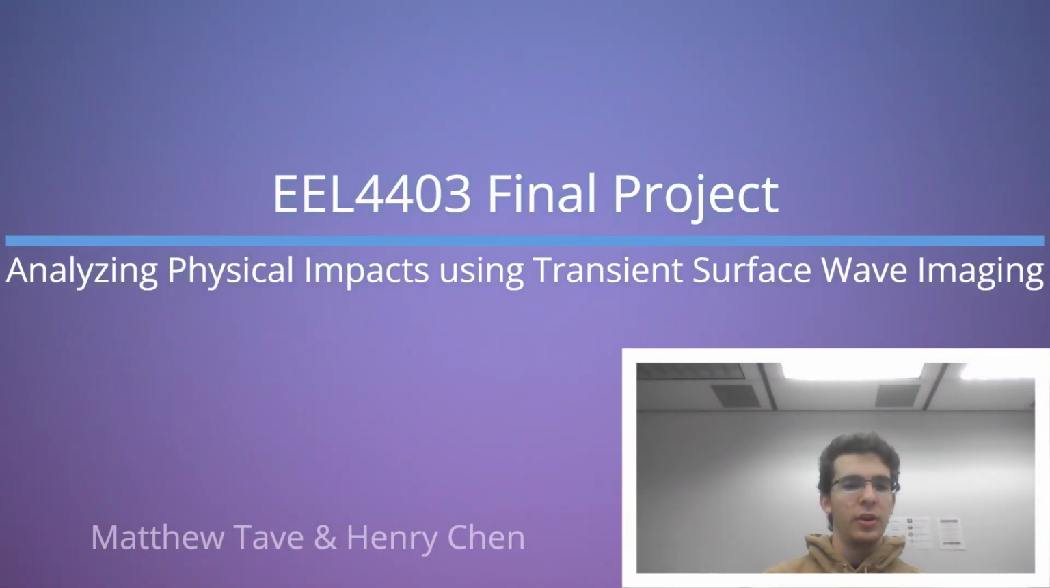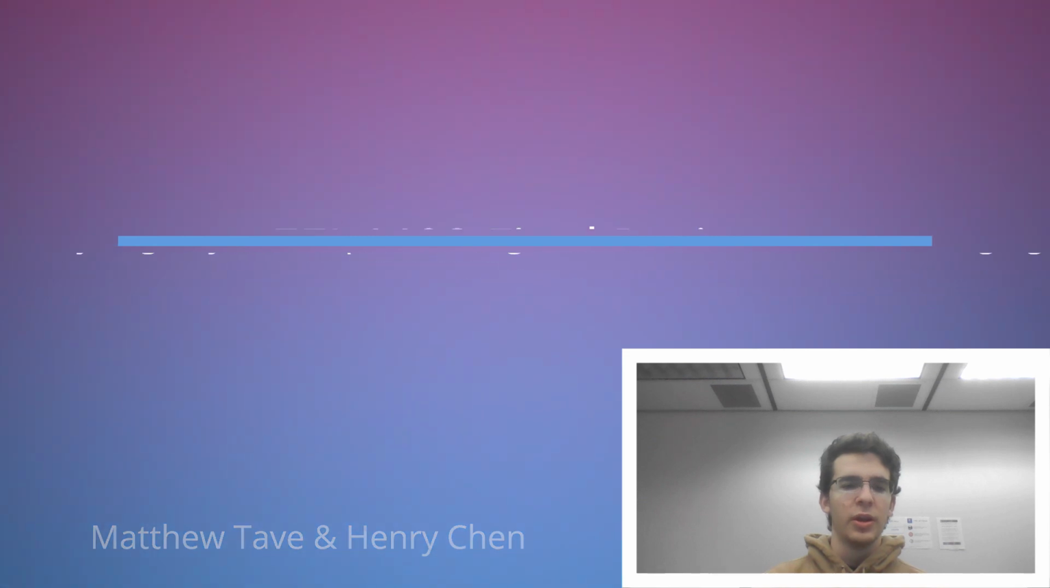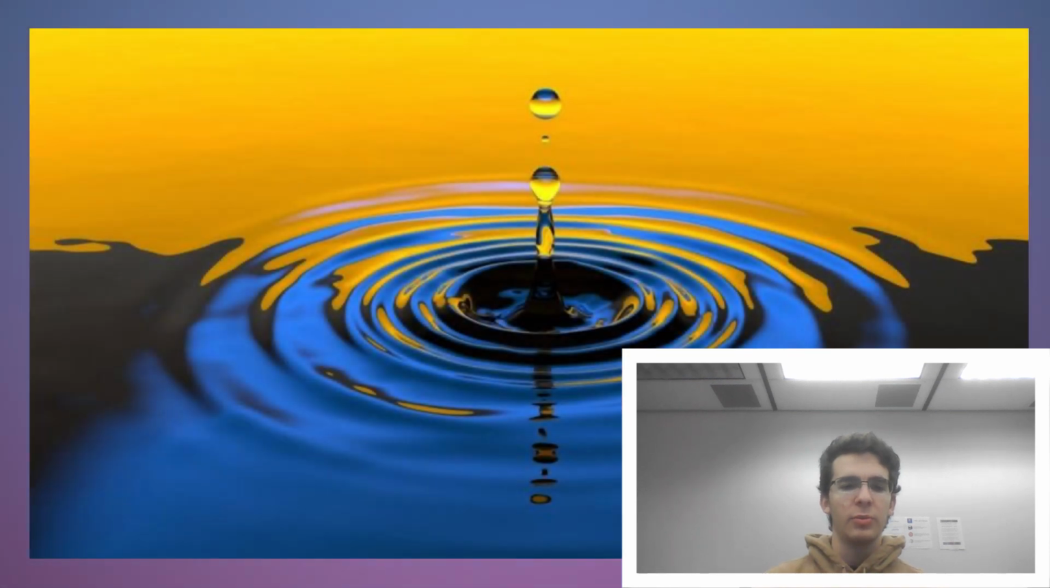The paper that we decided to cover is titled Analyzing Physical Impacts Using Transient Surface Wave Imaging. The basic concept behind the paper is that when an object impacts a surface, it creates ripples that propagate from the point of impact. We have all seen this when a stone causes ripples in a still pond, but the effect is still present when an object hits a solid surface such as wood, metal, or plastic.